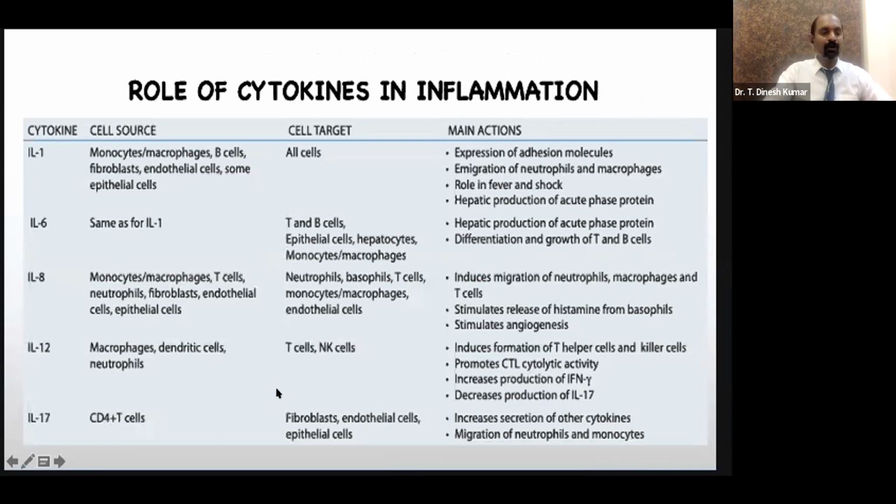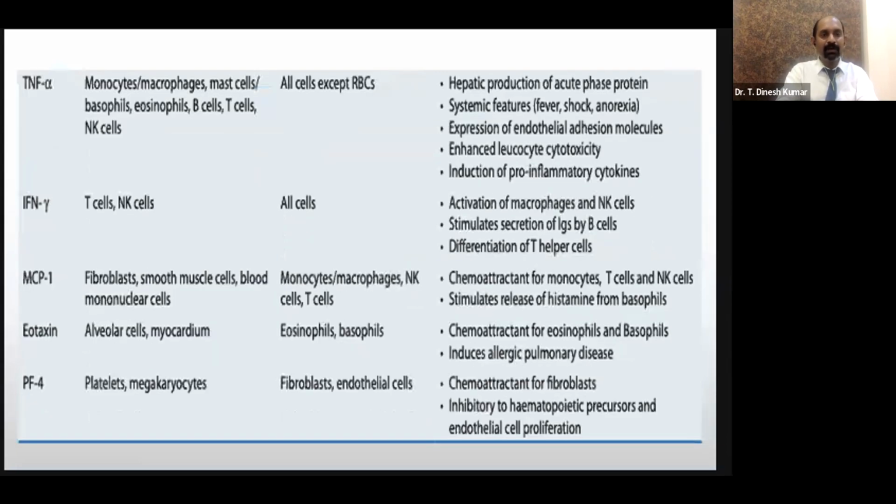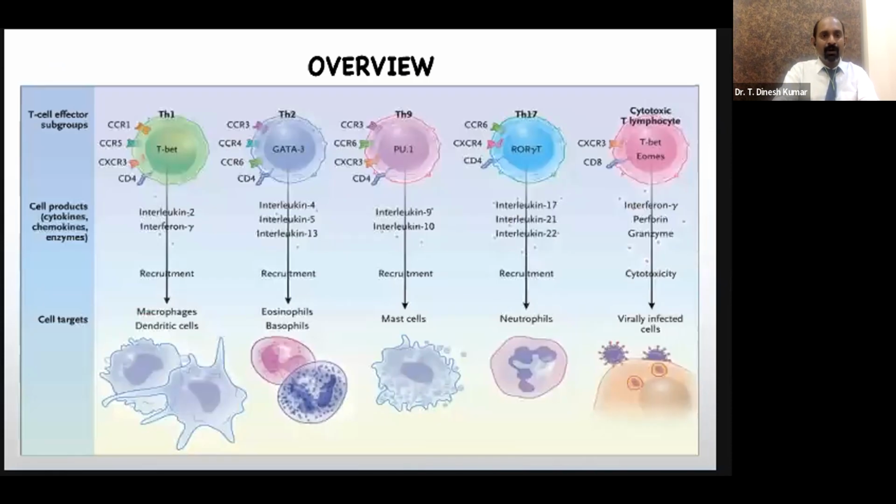There are different cytokines. I'm not going into details of all these cytokines. A lot of cytokines have been identified till date, namely the interleukins, that is interleukin 1, 6, 8, 12, 17, and so on, TNF alpha, which is very, very important, and interferon gamma, which is also very, very important. I'll skip these.